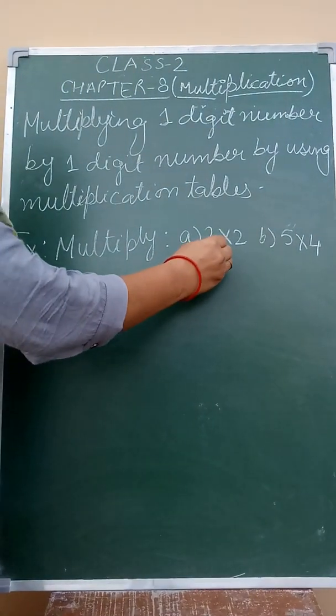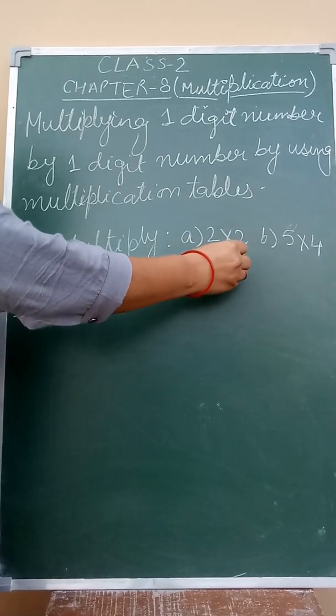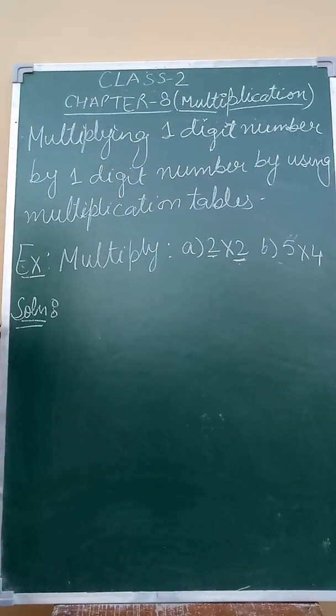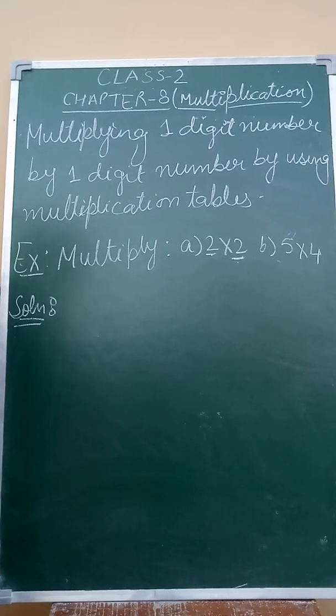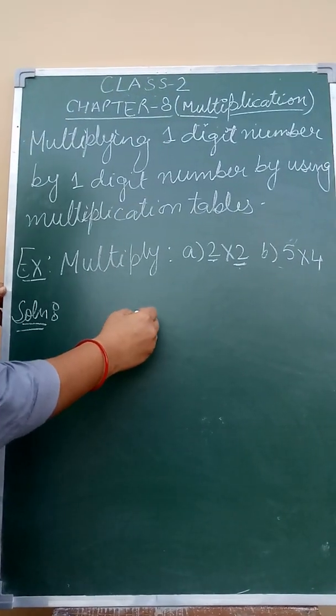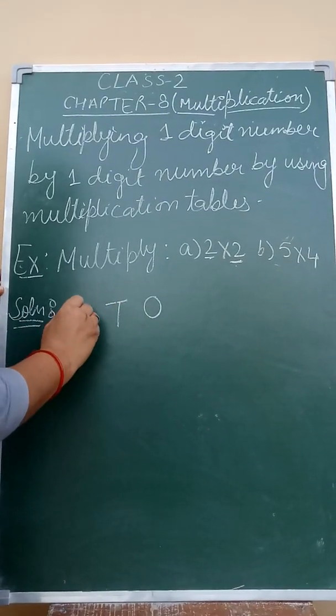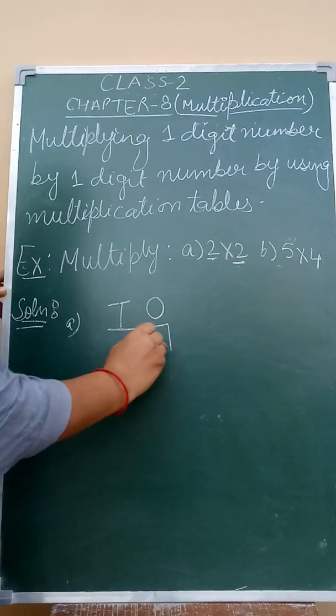What is this? Here we have 2 multiplied by 2 and 5 multiplied by 2. So students, as we did in subtraction and addition, we write the numbers in vertical form. Here also we write them that way, but before that, write the places. This is the first part: ones and tens place.